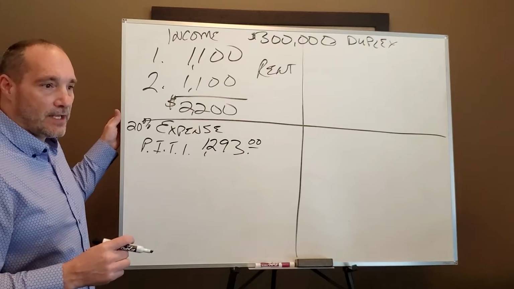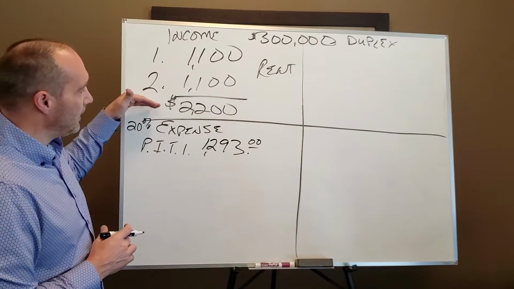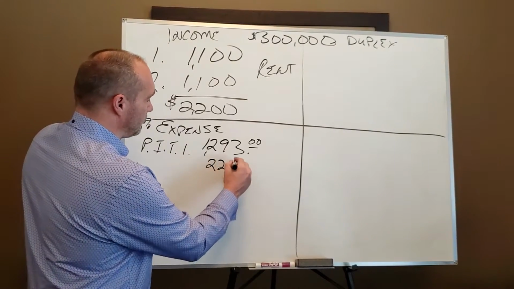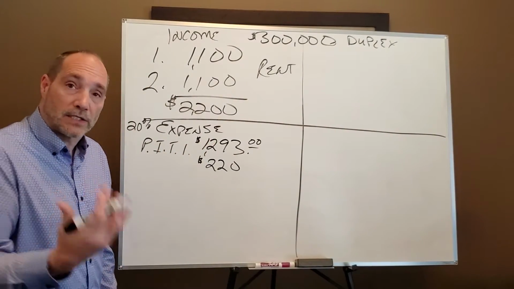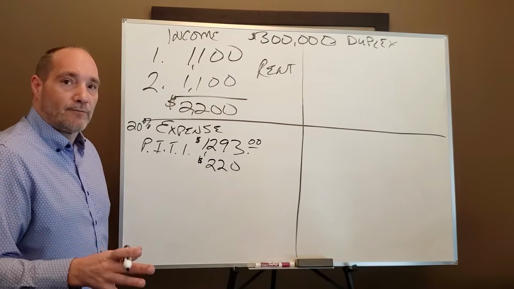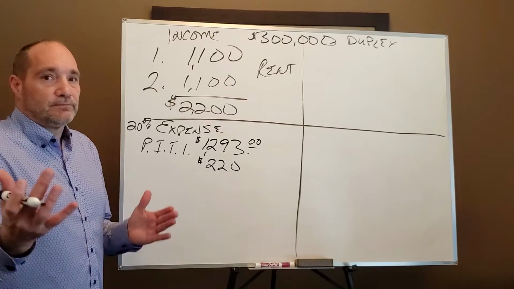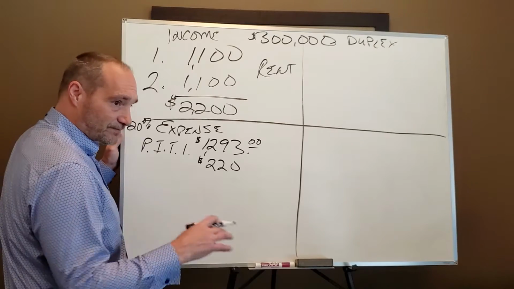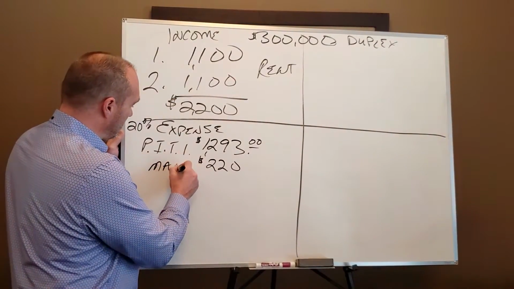In addition to that, you're going to have a maintenance cost. I normally recommend 10% of your monthly rent, so that would be another $220 that you need to be setting aside. You're not necessarily spending that every month, but that's going to go into your bucket of money that you're going to have set aside to take care of a plumbing issue or an electrical issue, whatever might come up over the course of time. Make sure we write that down, maintenance.